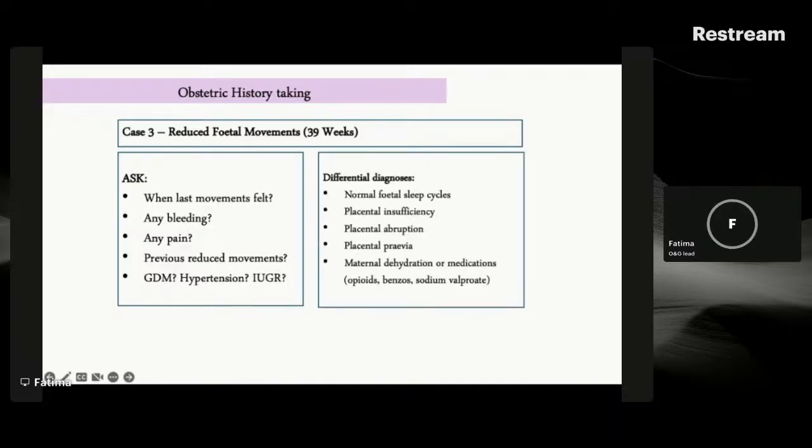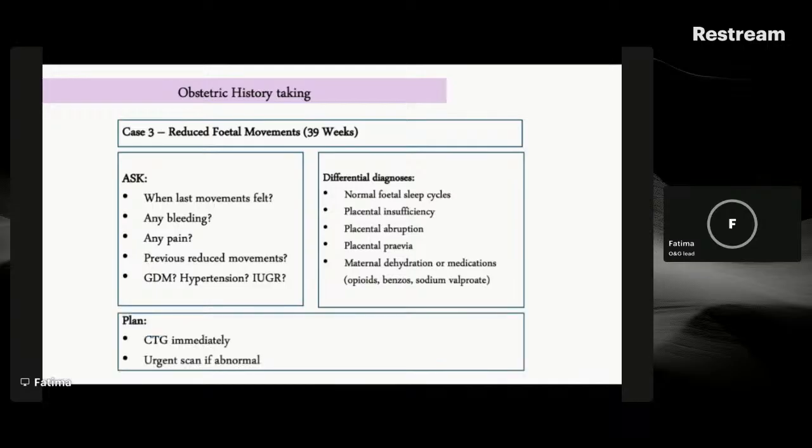In terms of your differentials, the main differentials could be just a normal fetal sleep cycle, yeah? Or it could be placental insufficiency, could be an abruption, could be previa, causing the fetal hypoxia. Placental insufficiency causes fetal hypoxia, by the way. Abruption, previa, as mentioned, or it could just be maternal factors like dehydration or any medications that she's taking like opioids, benzos, sodium valproate. So that's why it's really important to ask about drug history.